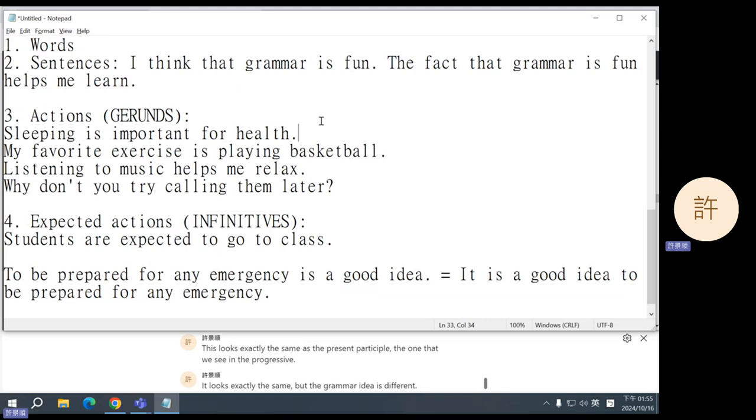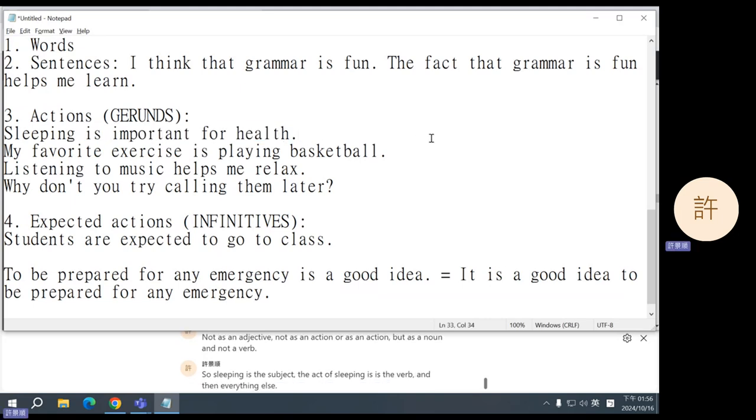Without a be verb, a simple verb with ing is being used as a noun, not as an adjective, not as an action, but as a noun and not a verb. So sleeping is the subject, the act of sleeping, is is the verb, and then everything else.